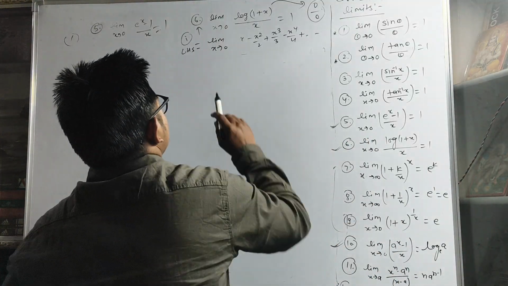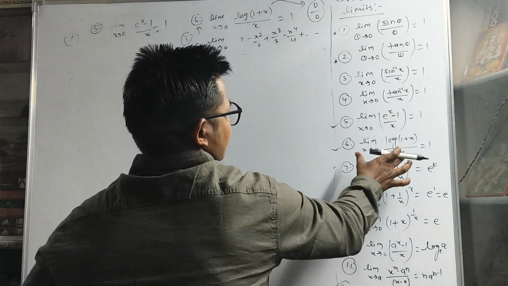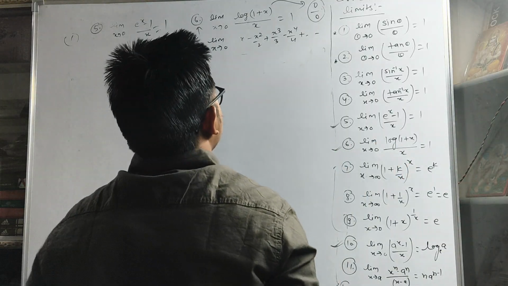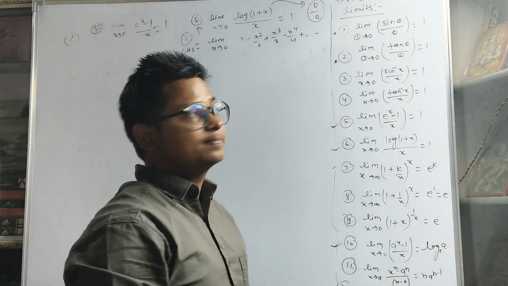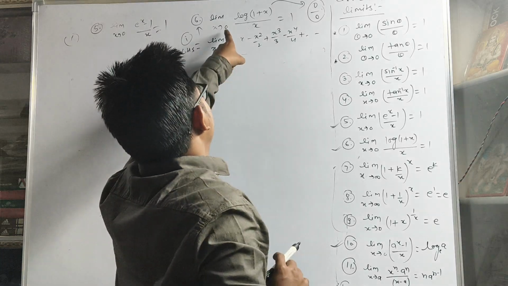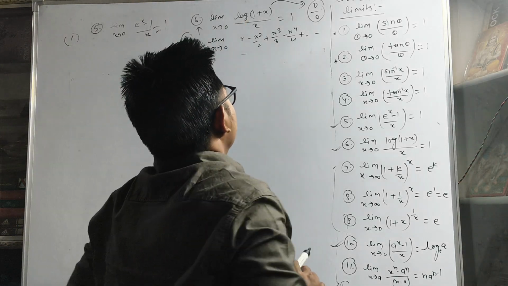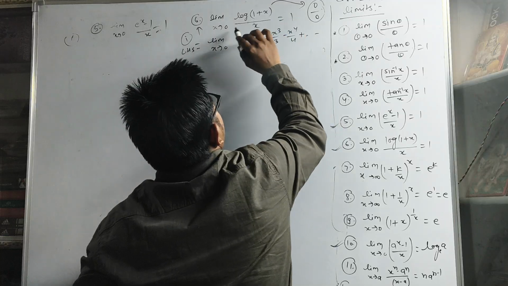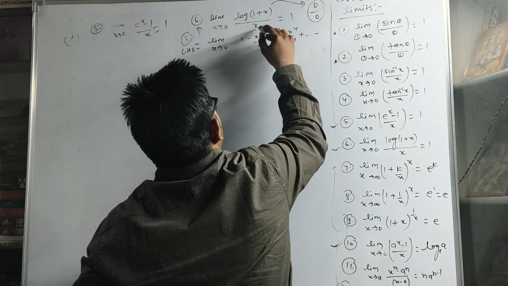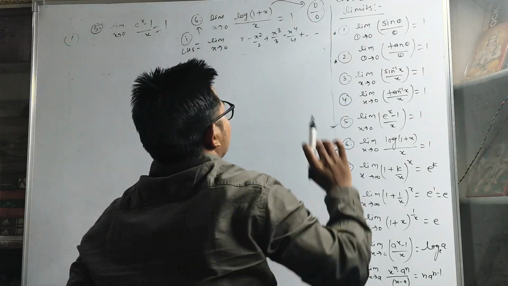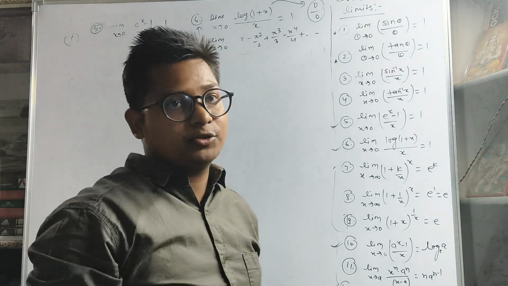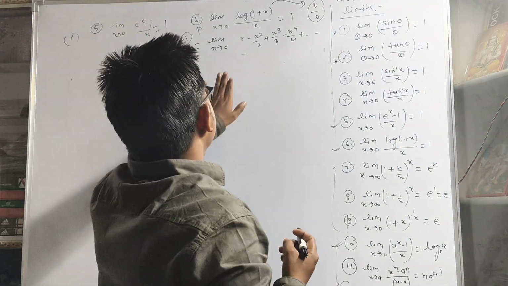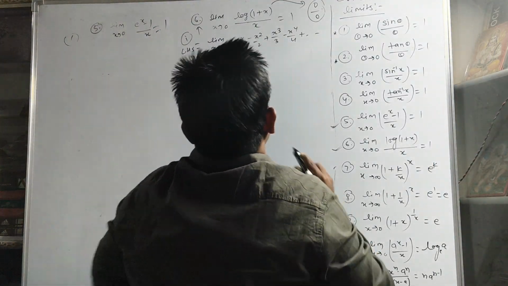So if we consider question number 6, this one. There are two methods to solve this question. If we put the value of x directly in the numerator and denominator and there is an indeterminate form after putting x equal to 0, log 1 is 0 and x equal to 0, that means a 0 by 0 form, we can simply apply L'Hospital's rule. Another method is the series method.